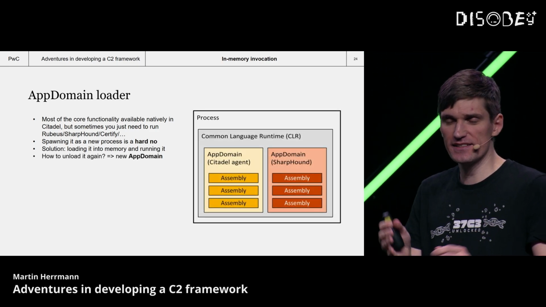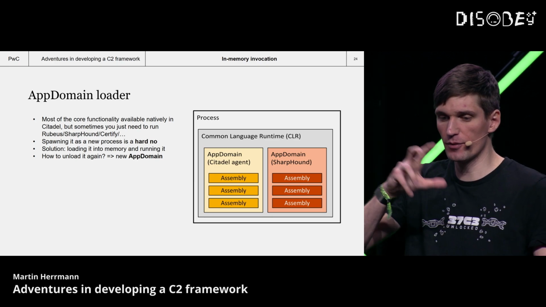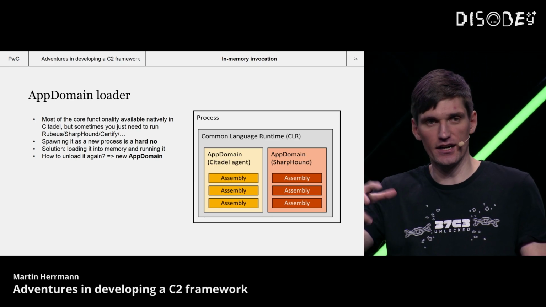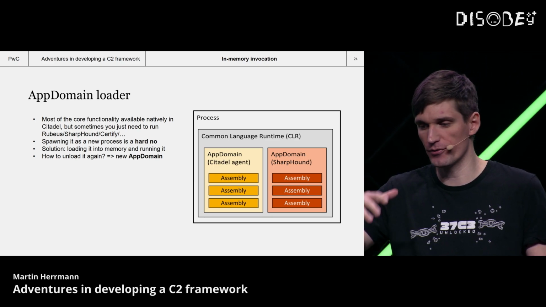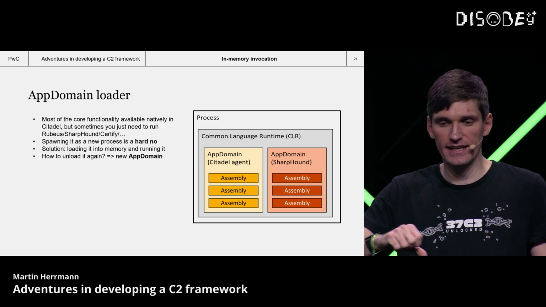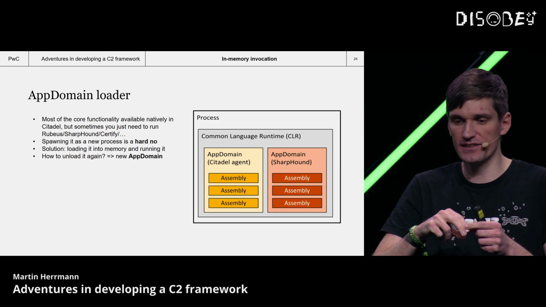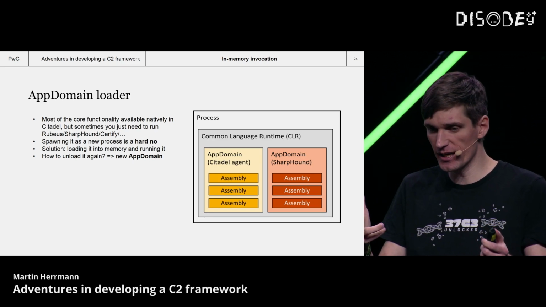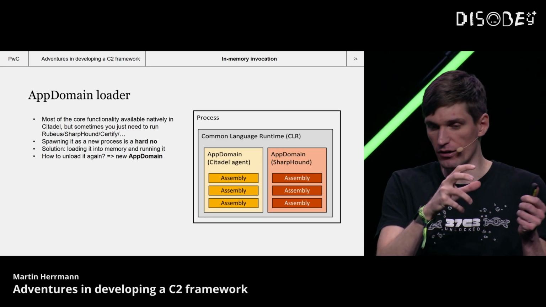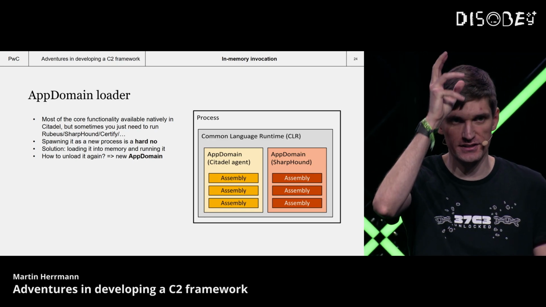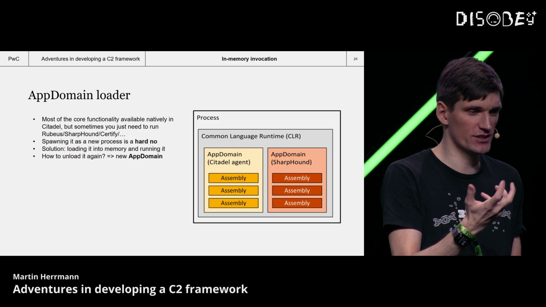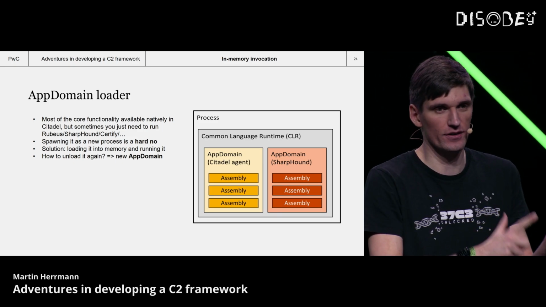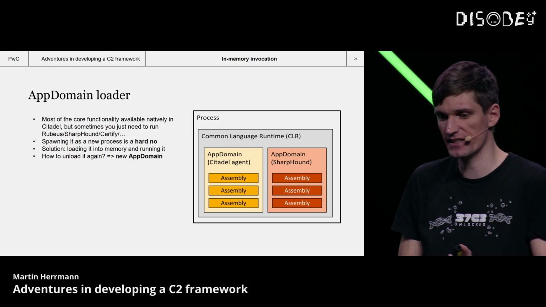So an app domain is basically a concept that's used in the common language runtime. So the CLR is basically, if you start a C# or other application that's in .NET, it runs inside the common language runtime, which is in the process. And there you normally have the default app domain where your program is running. In our case, this is our Citadel agent with all the different assemblies. And assembly here just basically means an exe file or a DLL. So there's usually multiple assemblies in every domain.